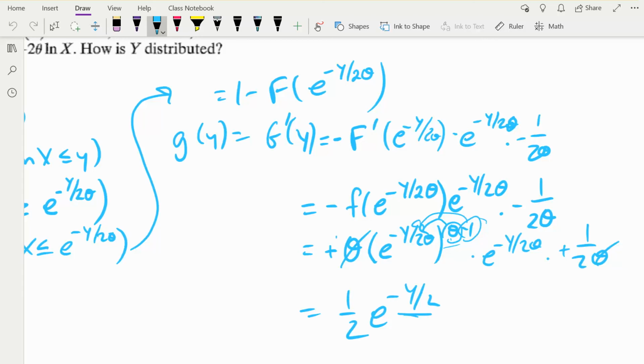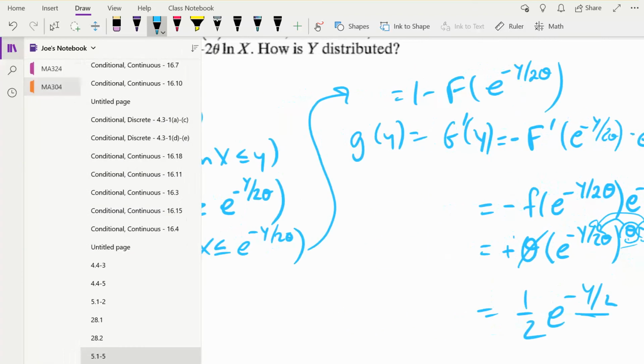You can also just add the exponents, so that it's e to the negative y over 2 theta. I could think of this as to the first power, and then just add the two together and get a theta, and then distribute it that way. And then you just have a theta and an over theta. So anyway, what kind of distribution is this? Exponential. It's exponential again. It's the same one we got before. Hey, look at that!